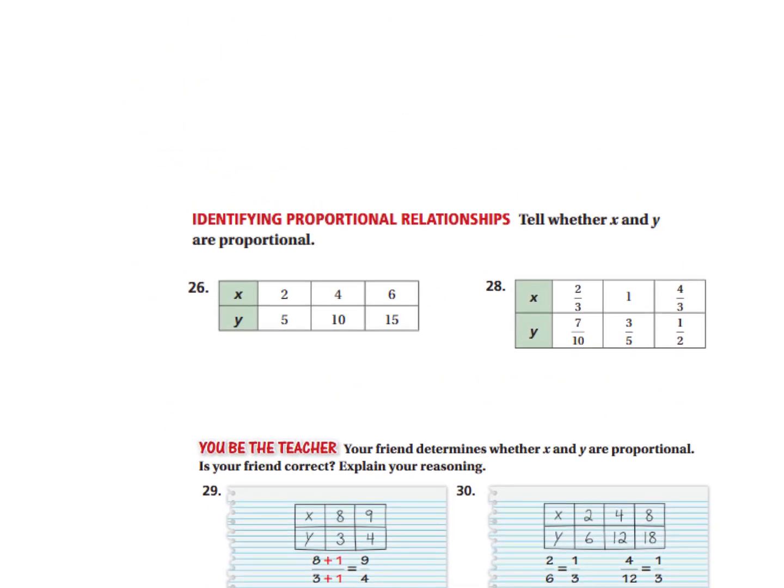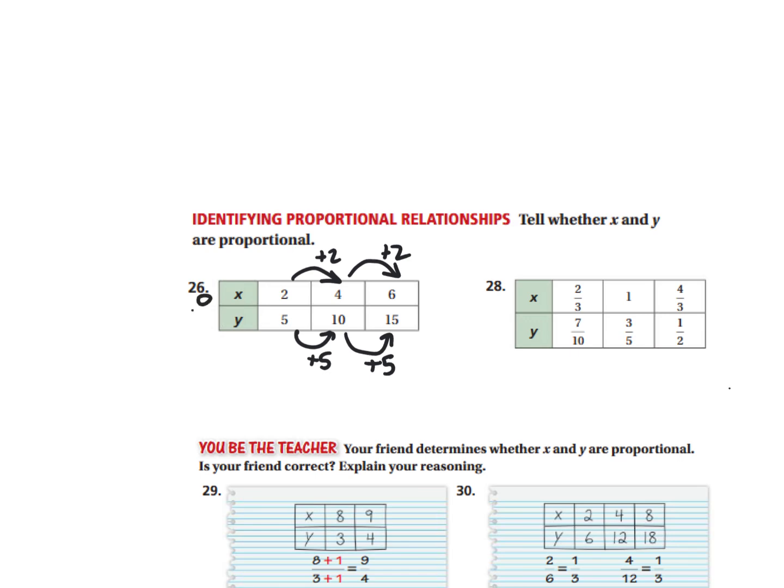All right, next one here, we've got number 26 and 28, and we're going to look at a table and see if we can figure out, are these two proportional? Remember, there's a lot of different ways we could tell. For me, I automatically see, hey, look at this. This is +5, +5. So up here, I should have the same thing except with 2's. 2 plus 2 is 4. 4 plus 2 is 6, so that works out.